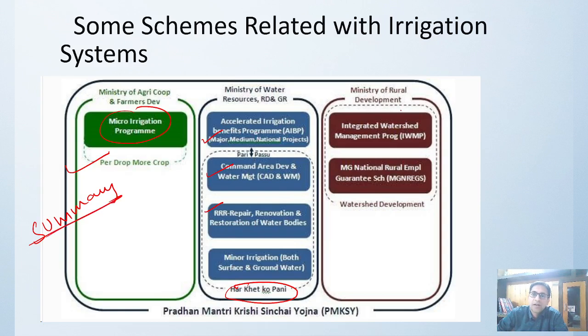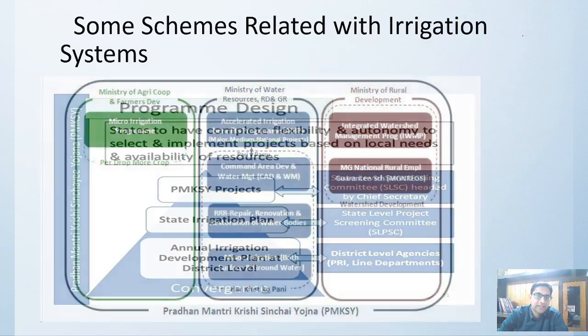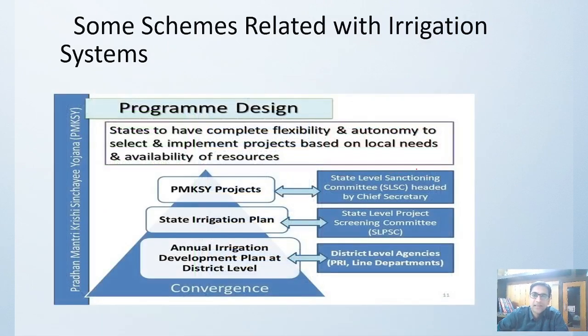Then the Ministry of Rural Development has the Integrated Watershed Management Program, and you can utilize MGNREGA workers for proper watershed development of that area. This is how you can explain it in your examination. Program design is at the state level, where they will make projects. Then the state level project steering committee will make the state irrigation plan, and at the district level they will make the annual irrigation development plan. So this is how we do the convergence. All people have their own special task in hand, and this is how the convergence will happen.